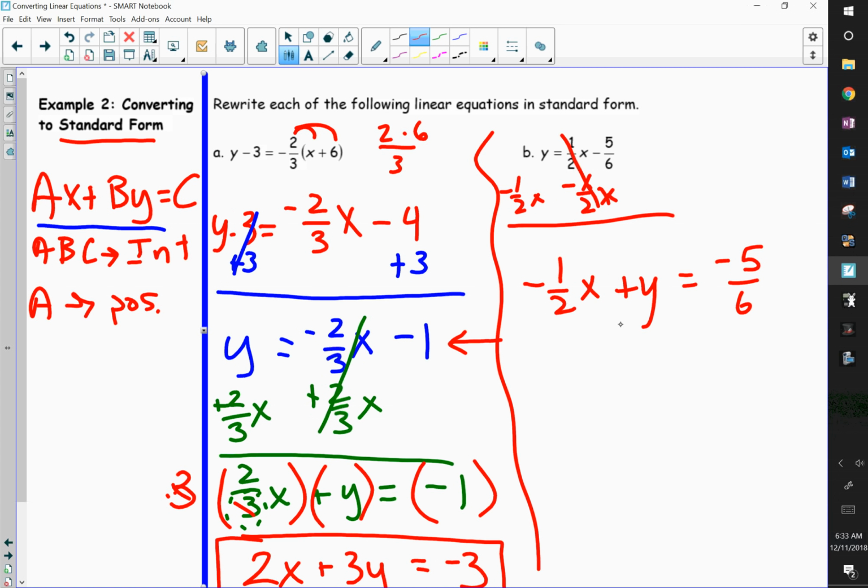Only problem is they're not all integers, and the first term is negative. So I could do this one step at a time. I'm just going to multiply everything by negative 1. And that way my first term becomes positive. Negative 1 times negative 1/2 is positive 1/2. Negative 1 times y is negative y. And negative 1 times negative 5/6 is positive 5/6.